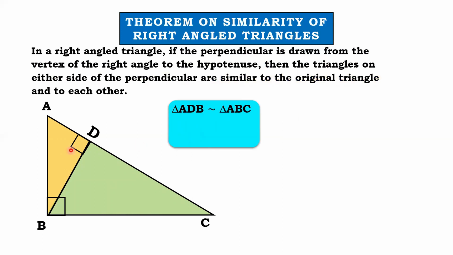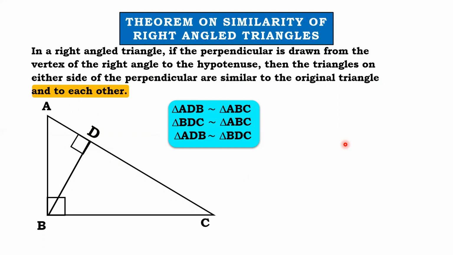So first we know that triangle ADB is similar to triangle ABC. Then we know that triangle BDC is similar to triangle ABC. And to each other means these two small triangles are similar to each other as well. This small triangle is similar to this triangle. Is it clear? So this is the output of this theorem.